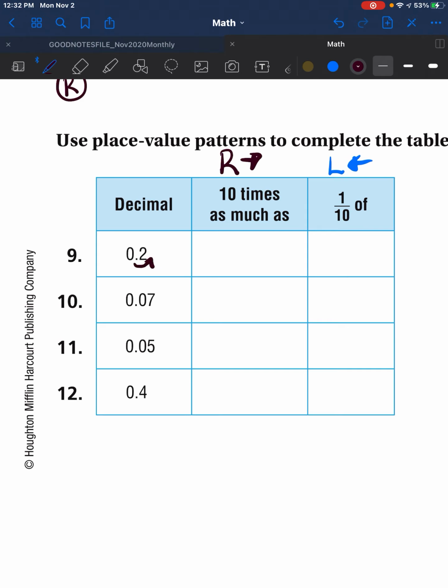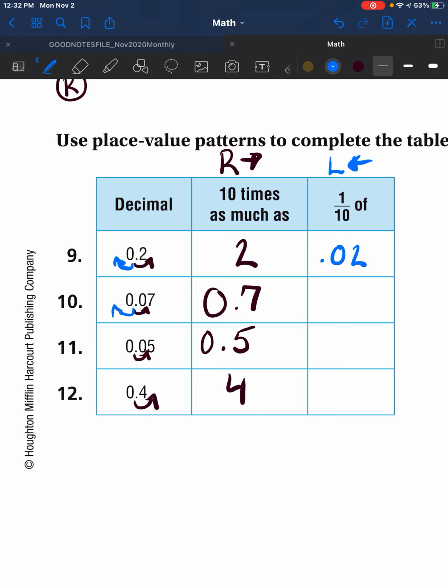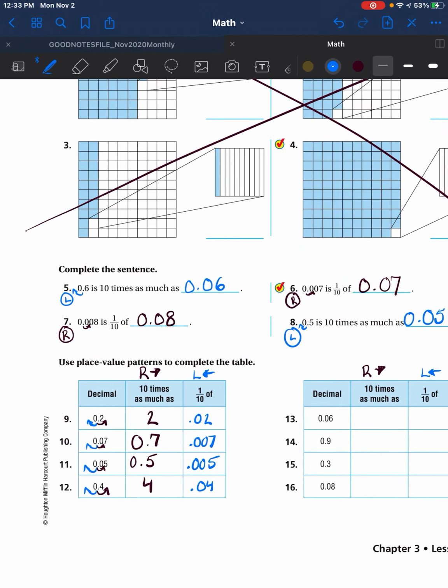So one place to the right, I get 2. One place to the right, 0.7. To the right, 0.5. And to the right, 4. Go the opposite. One to the left, I get 0.02. One to the left, 0.007. One to the left, 0.005. And one to the left, 0.04. I'm not going to do the last chart for you. I think that you guys can get what we're doing just from that.